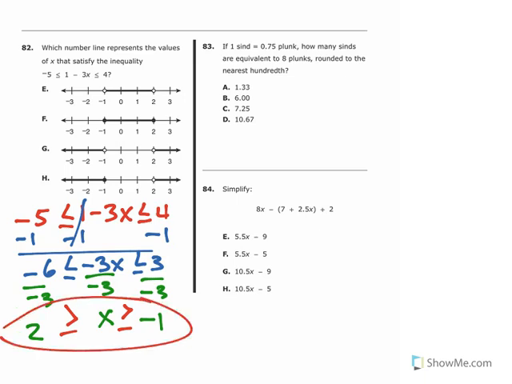And we got to graph it now. So I've got 2 is bigger than x, so x is less than 2, but x is also bigger than -1. Let's check this and make sure it works.